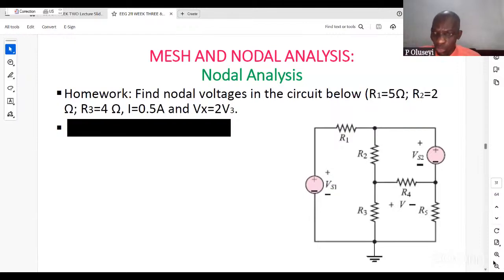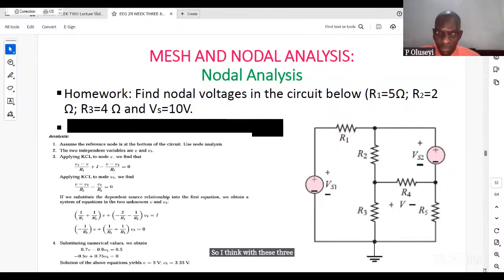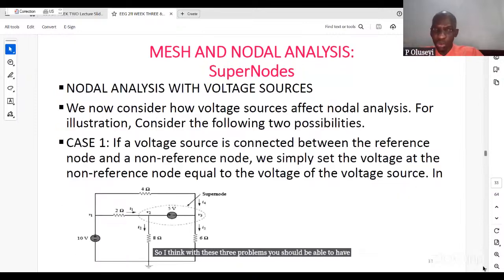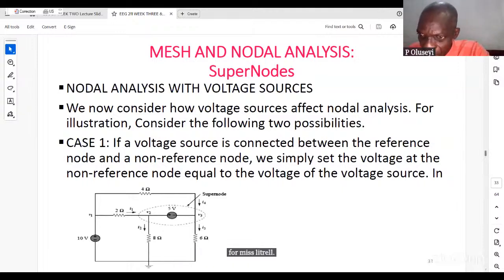So I think with these 3 problems, you should be able to get somewhere. So we will start from supernode from next lecture. Our next lecture is on the 3rd of December.